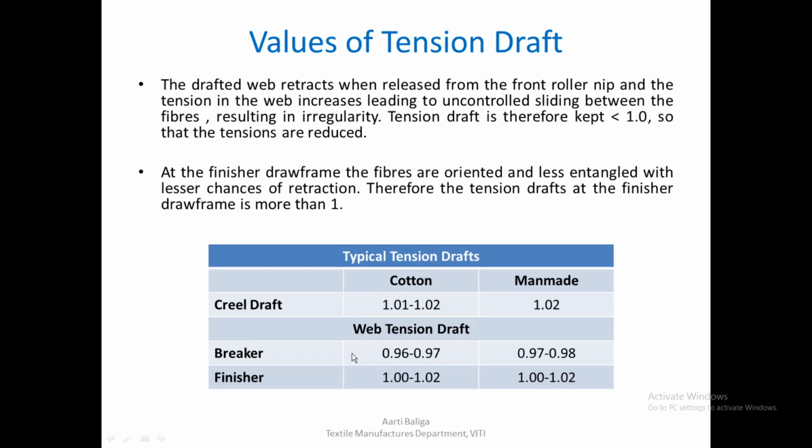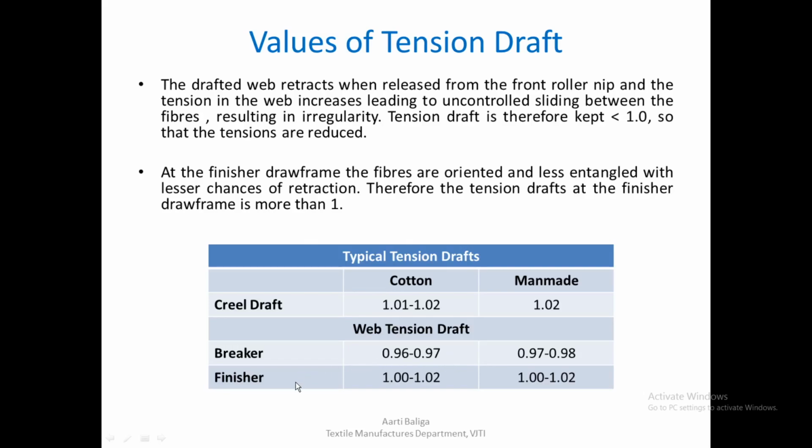So the typical values that you see over here are, for creel draft, for cotton, 1.01, as I said, just more than 1, to 1.02. And for man-made also, the values are almost the same. When it comes to web tension draft, that is in the front of the draw frame, according to the discussion that we just had, on a breaker draw frame, since the entanglements are more, you have chances of retraction of fiber, for both cotton as well as man-made. You can see the values are a little bit less than 1, to compensate for the tension that might build up due to retraction. So it is 0.96 to 0.97.